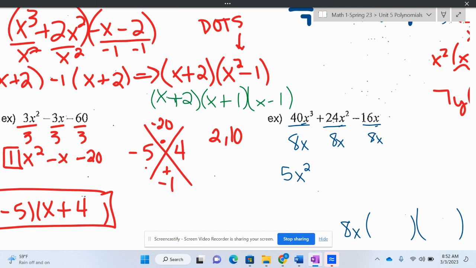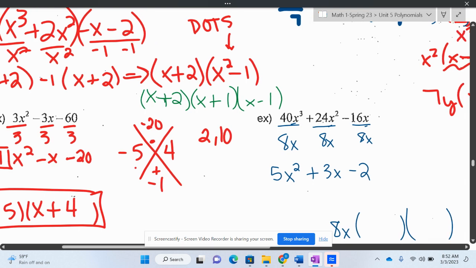Thank you. What about 24x squared divided by 8x? What is that? Plus 3x. And negative 16x divided by 8x is what? Is negative 2. The x's cancel out. Just right up. Thank you, ma'am.